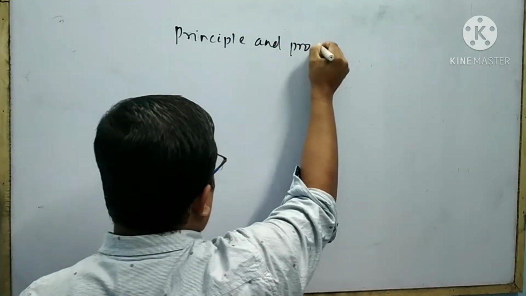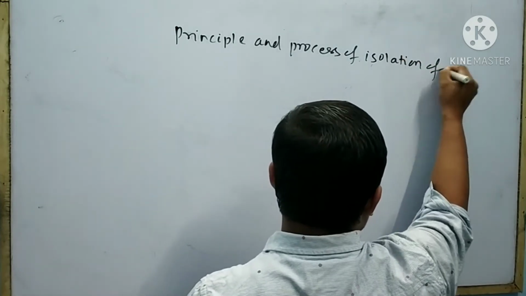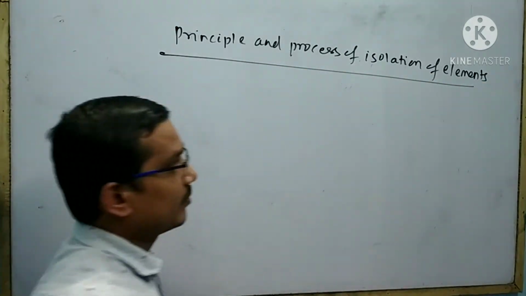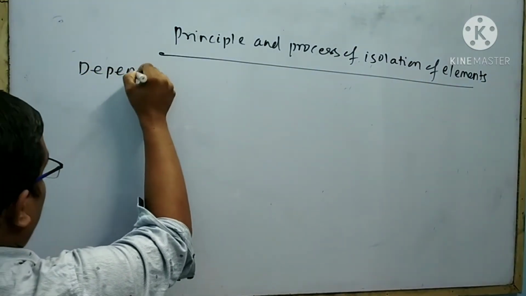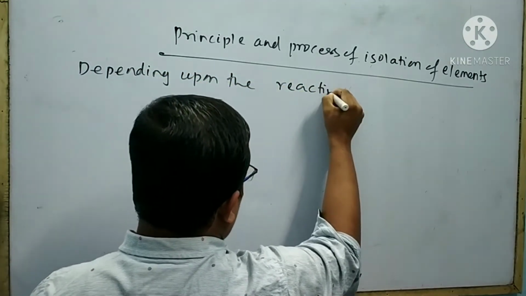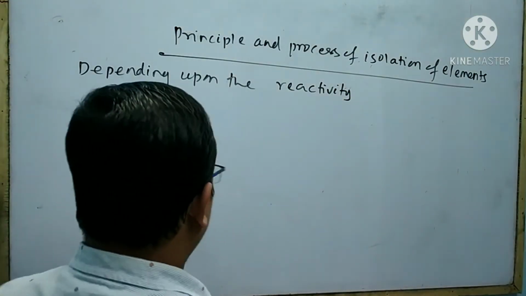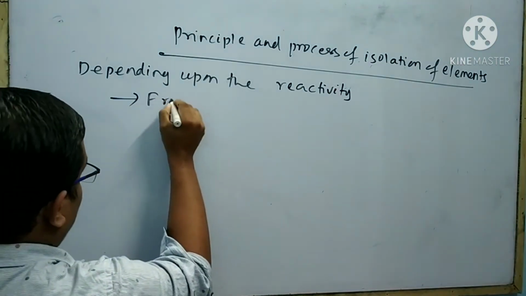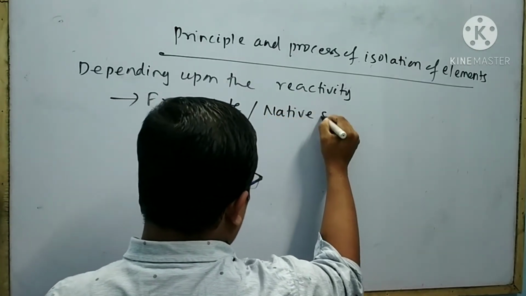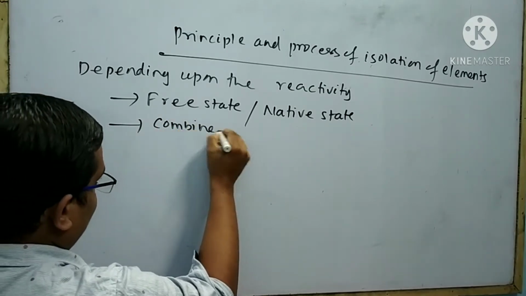and process of isolation of elements. Depending upon the reactivity, metal occurs in nature in two states. Number one is your free state. It is also called native state. Number two is your combined state.